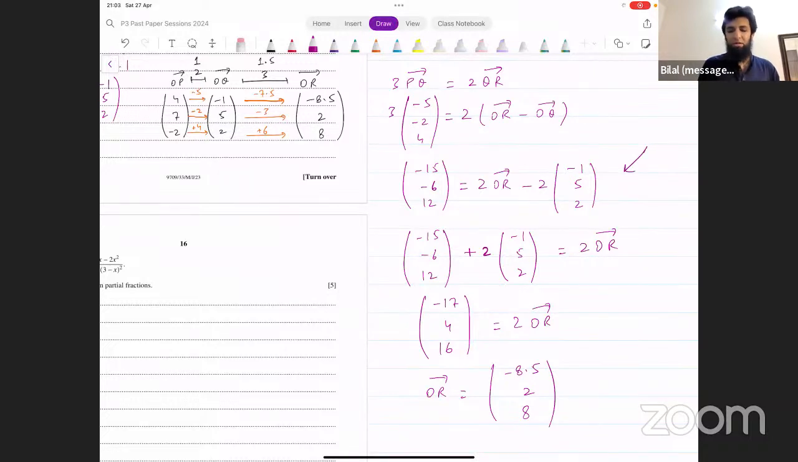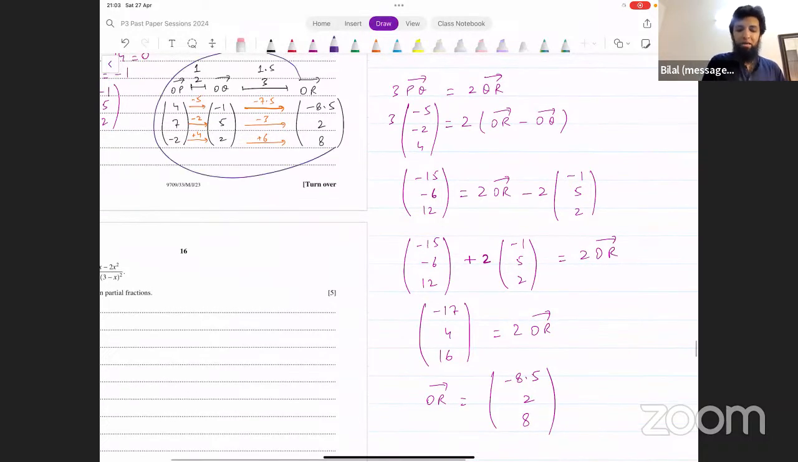That's another way to think about this, properly using vectors. This was how you could do it mentally. That will require less working, but you can do it both ways.